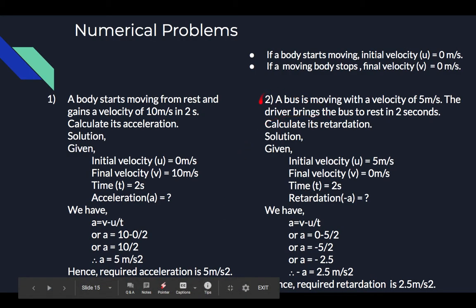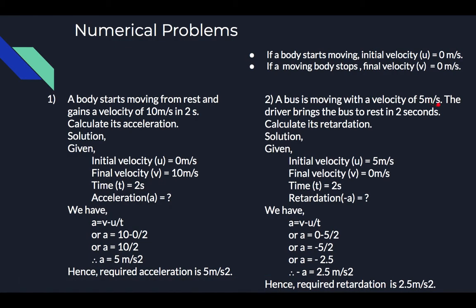Now let's go to another sample. A bus is moving with a velocity of 5 meter per second, which means it is moving, so it is initial velocity, so we wrote initial velocity. But what the driver did is, the driver brings the bus to rest in 2 seconds. Within 2 seconds, the bus came to rest. So time is 2 seconds, and since it has come to rest finally, final velocity v equals 0. And here velocity is decreasing. You can see the beginning velocity was 5, but later it came to rest, which means the velocity has decreased.